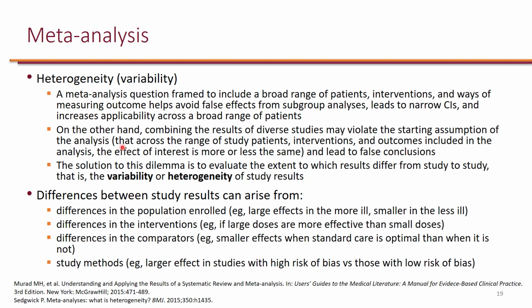The solution to this dilemma is to evaluate the extent to which results differ from study to study. And we call this difference from study to study variability or heterogeneity. And of course, this heterogeneity can be from the population that are enrolled in the studies, from the interventions they had, from comparators they had, and of course, based on the methods that they use in every study.